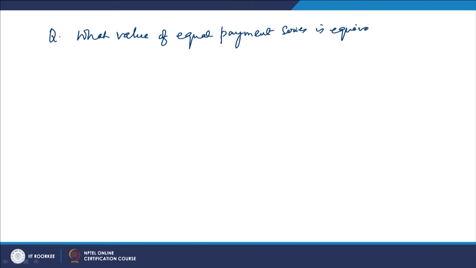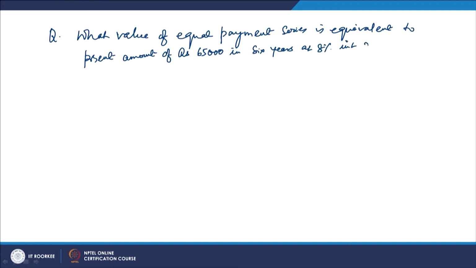Next type of question will deal with what value of equal payment series is equivalent to present amount of rupees 65,000 in 6 years at 8% interest rate compounded quarterly with quarterly payments.